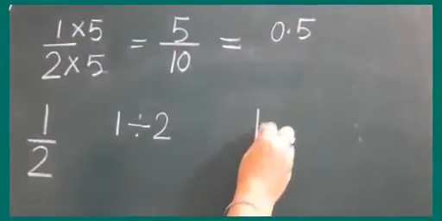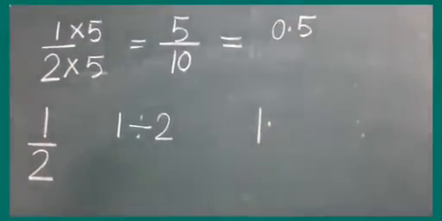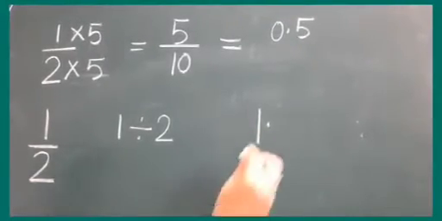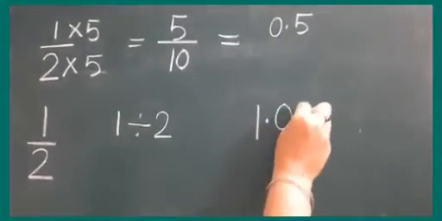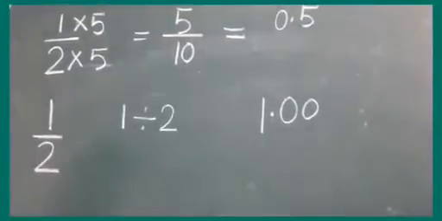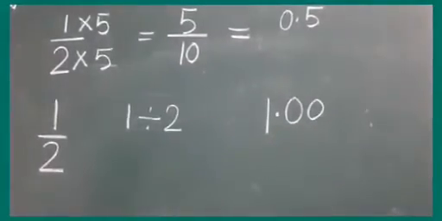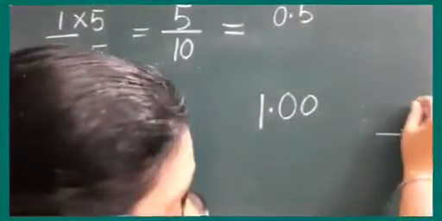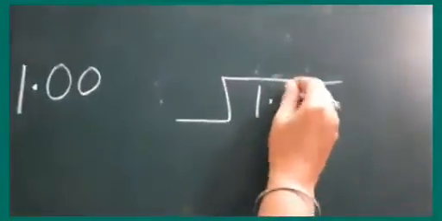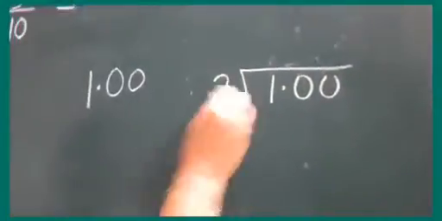If it is a single number 1, it means there is no decimal in it. It means the decimal is in the end. So I can put a point over here and write as many zeros as I want. So it can be written as 1.0 or 1.00. Now this is my dividend and this is my divisor.